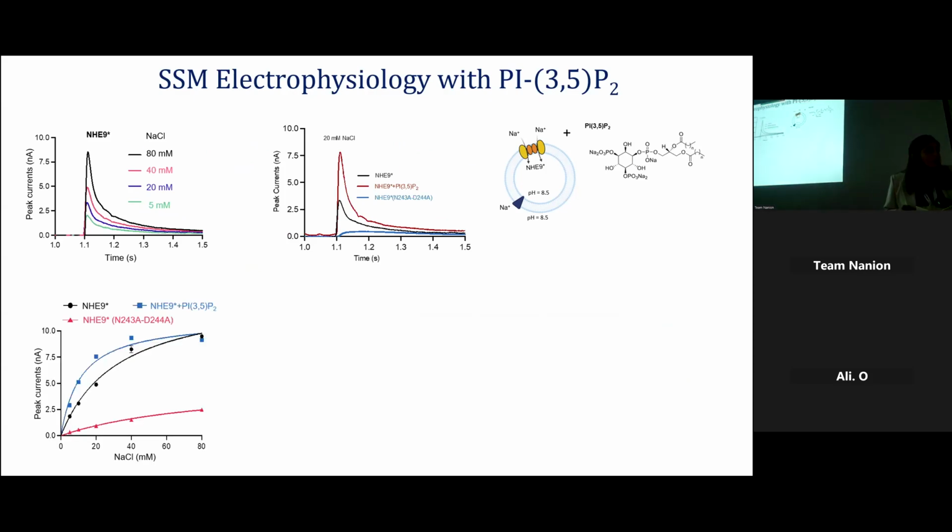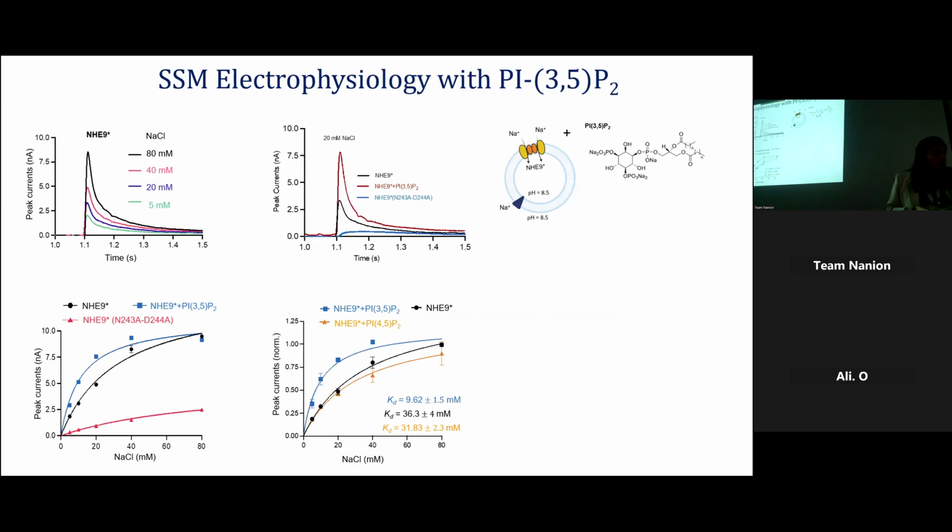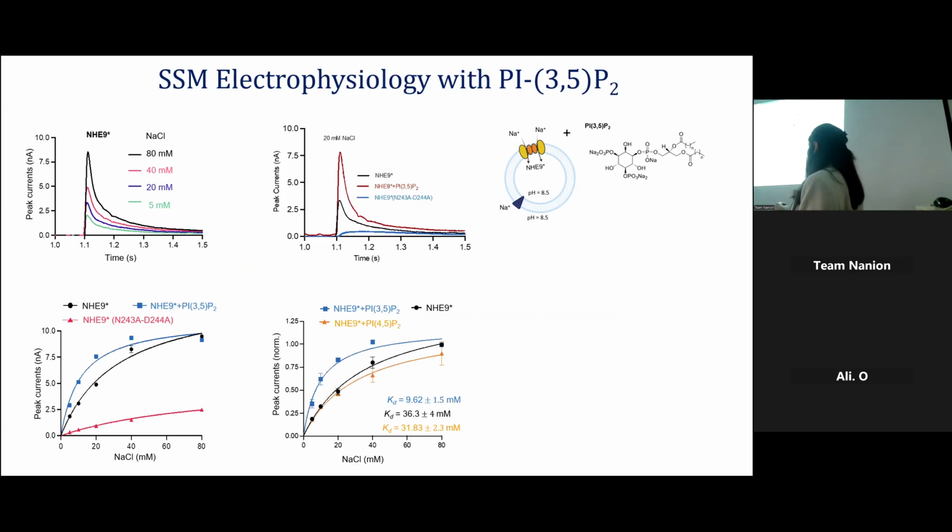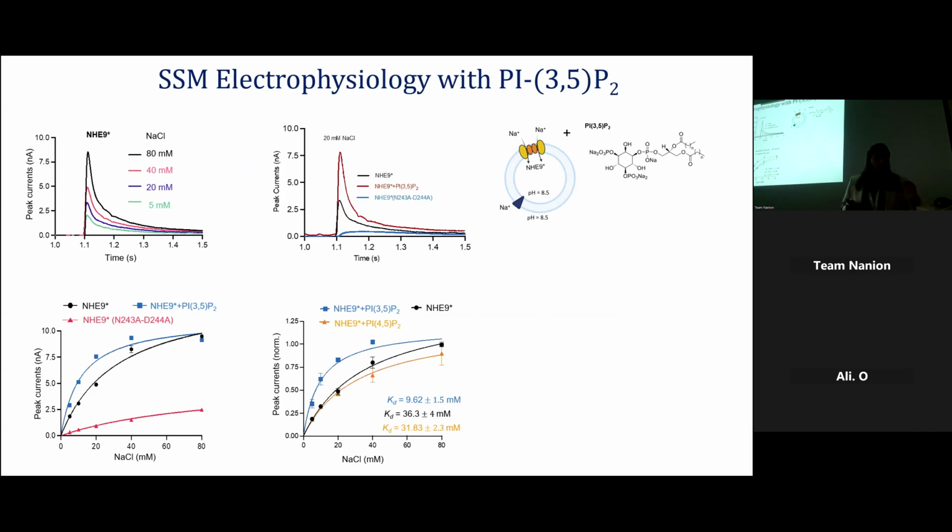And the binding affinities that we got for NHE9 star, which is without the lipid, was 36 millimolar. And when adding the lipid, it went to 9.6 millimolar. So it clearly showed that when you have this lipid, the protein is more active.